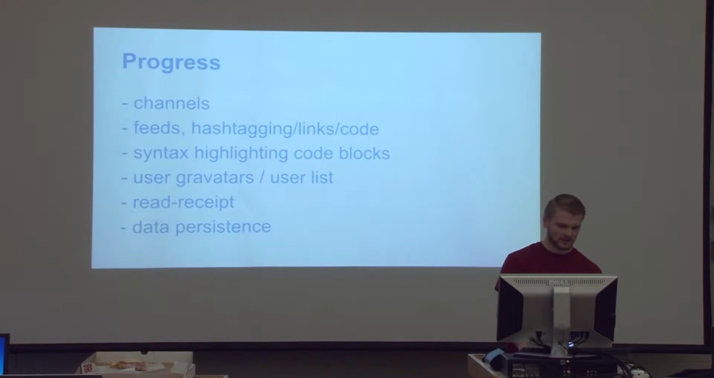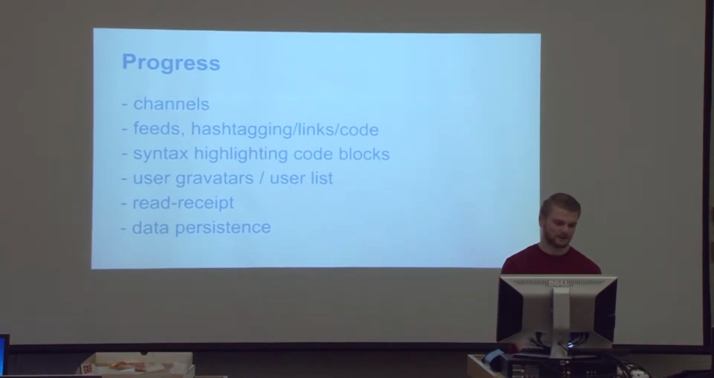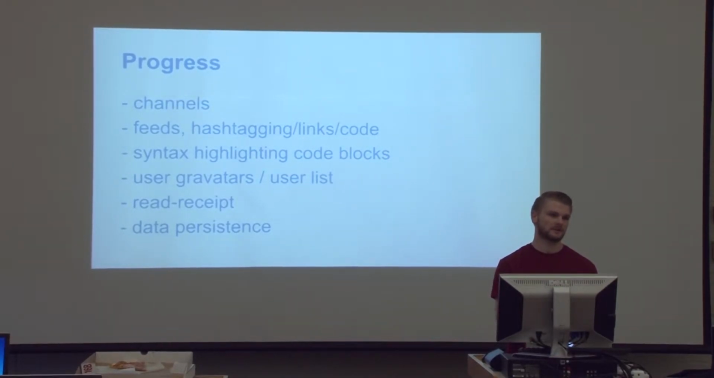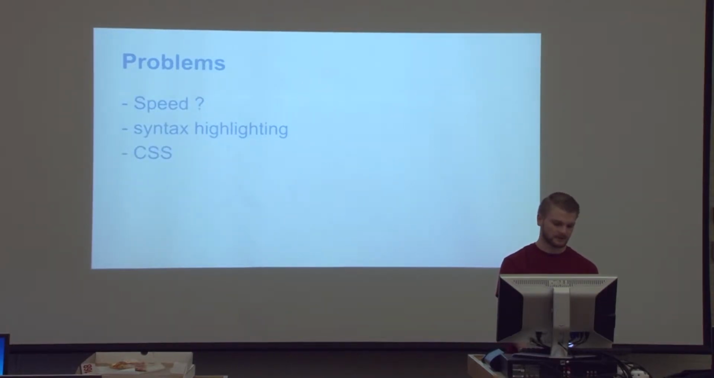So far, I've implemented the chat server with separated channels, feeds and hashtagging; links and code are all working. Hashtagging creates a new feed, and syntax highlighting works. It can recognize the type of language the code is in fairly well, depending on the length of the snippet. The longer, the higher the accuracy is. And then I have gravatars, a read receipt, and a back end, so that later on I can work on search or different things that rely on saving data.